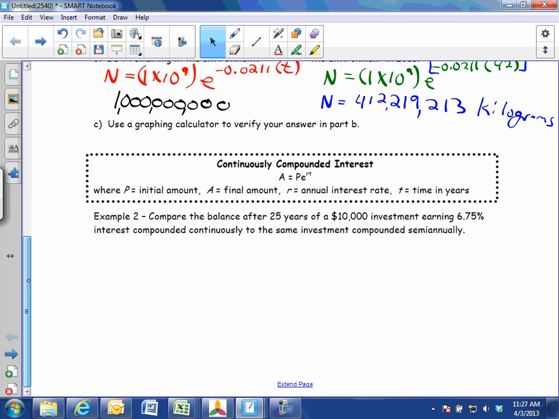Alright, last thing we're talking about today: continuously compounded interest. Earlier we were talking about interest being compounded monthly or quarterly or whatever, weekly sometimes. This is compounded continuously, so it's compounded every day, every hour, every minute, every second. It's just continuously compounded all the time, so you get more interest.